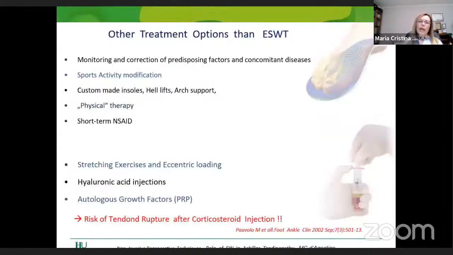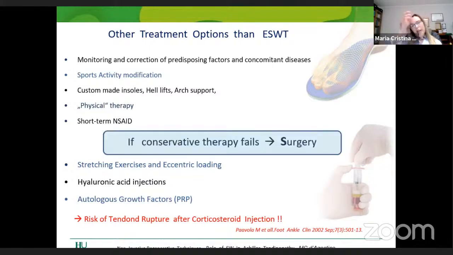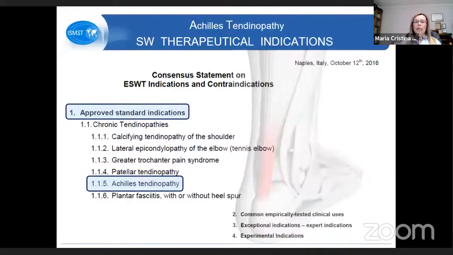We do not have only shockwaves. Shockwave is a good therapeutic tool, but we also have to manage sport activity modification, prescribe custom-made orthosis, physical therapy, drugs, injection, and pay attention to the risk of tendon ruptures after corticosteroid injection. From a general point of view, according to the international literature, if conservative therapy fails, we have to do surgery. But let's talk about shockwaves.